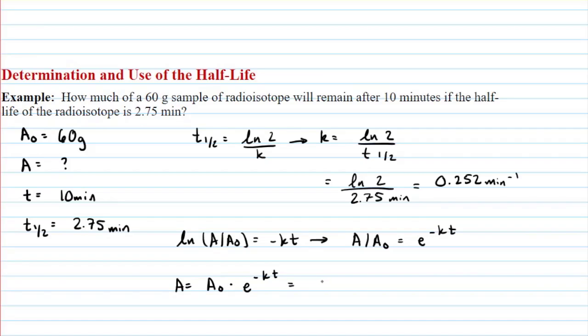A naught was 60 grams, right? Times e to the negative 0.252 per minute, then times 10 minutes. All right. And if we check that in the calculator, that ends up giving us 4.8 grams left over. So basically, that's how we can solve our first order kinetics of radioactive decay type problems.